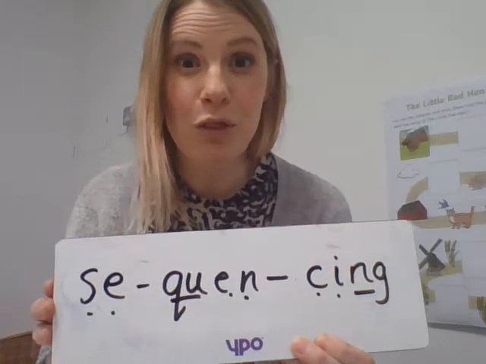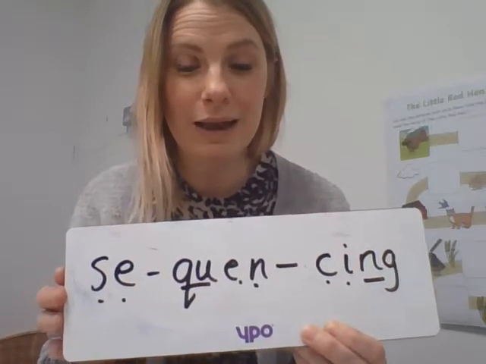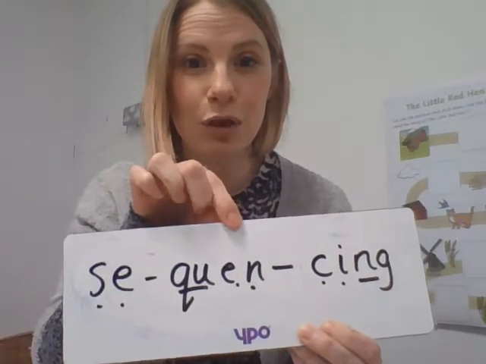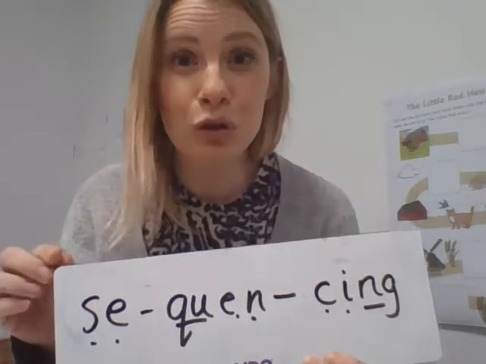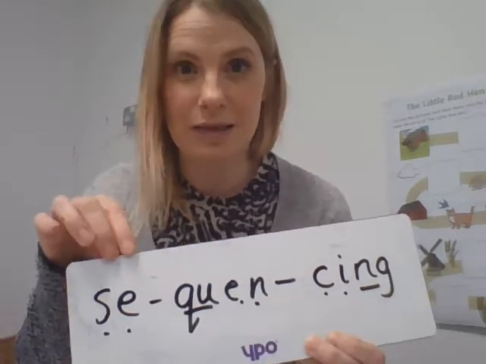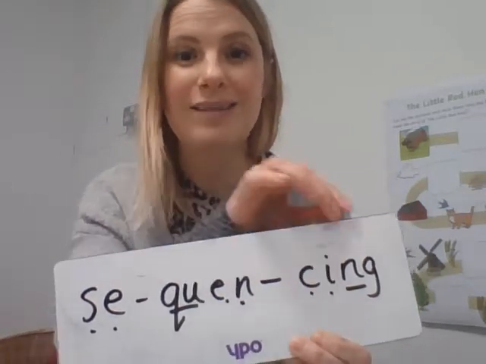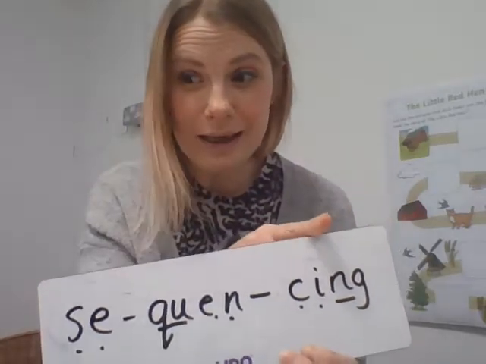I can see there are 3 syllables in our word. 1, 2, 3. Can you say the word along with me? Sequencing. Sequencing. Now, sequencing pictures from a story means that we have to put them in order. I wonder why we have to have pictures from the story in order. Well, I'm going to show you why.